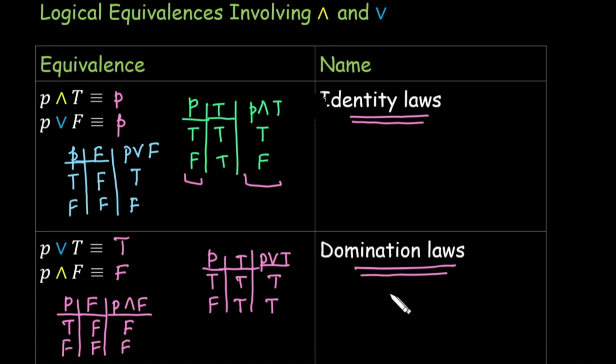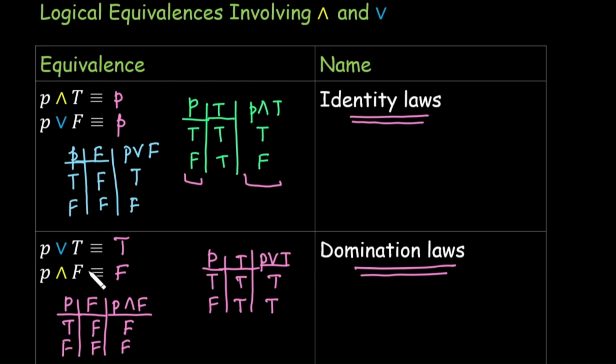Now, how to remember this? When a particular statement is operated with true or false using the and or or operator, and we get the result as true or false, that is called a domination law. So basically the true and false statements are dominating the values of your statement P. That's why it is called a domination law. But in the previous case, true and false could not dominate the statement P, as P itself remained, that's why it is called an identity law.